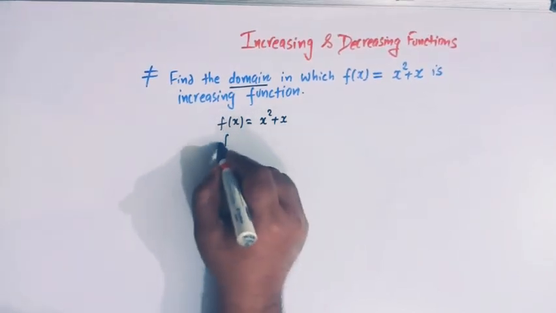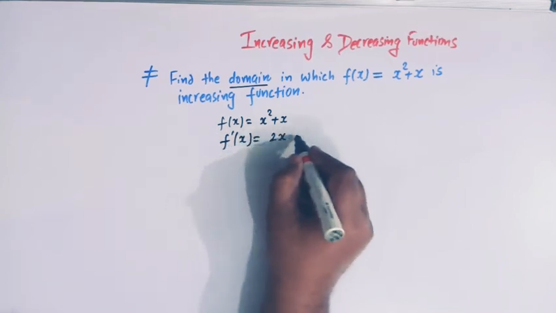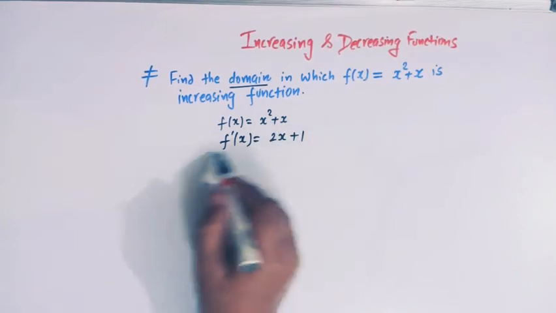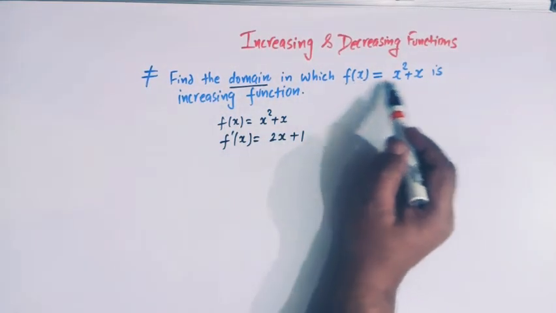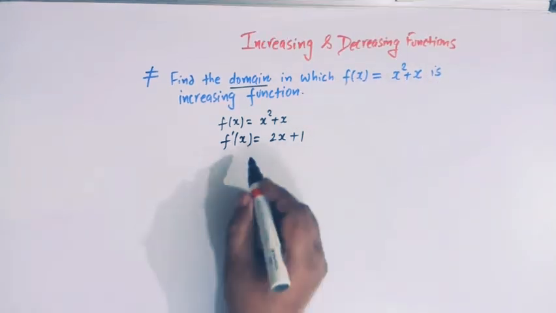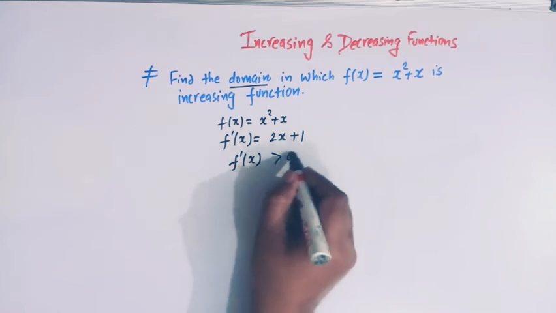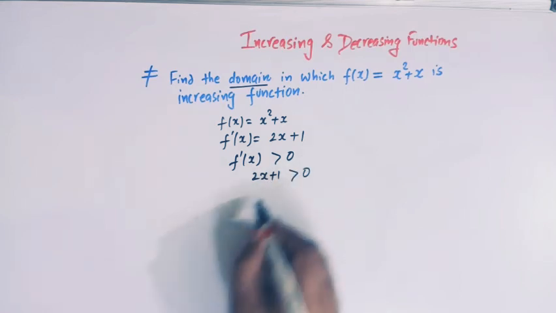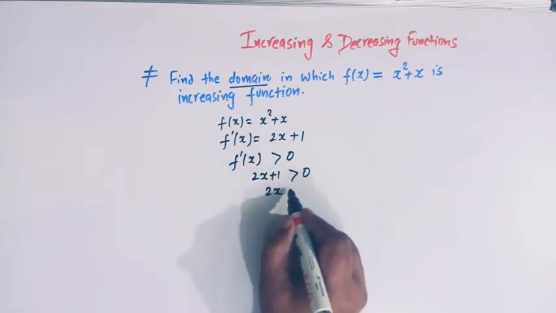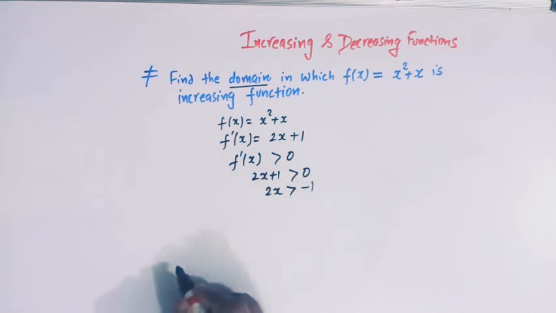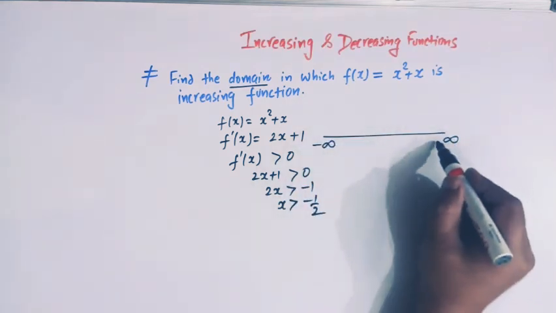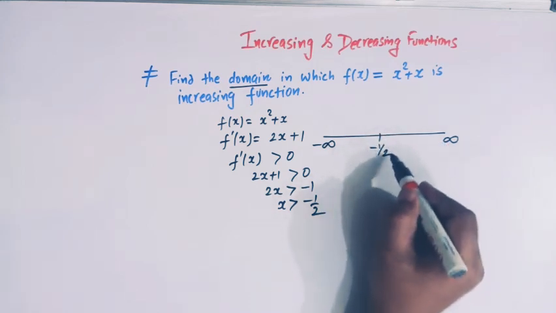So let us differentiate it. So we have f prime of x is 2x plus 1, the derivative of x square is 2x, and the derivative of x is 1. Now in order to be an increasing function, f prime of x must be greater than 0, right? So 2x plus 1 must be greater than 0. So if we solve this inequality, we get 2x greater than minus 1, and x is greater than minus half, right? So if we draw the number line, here we have the point minus half.